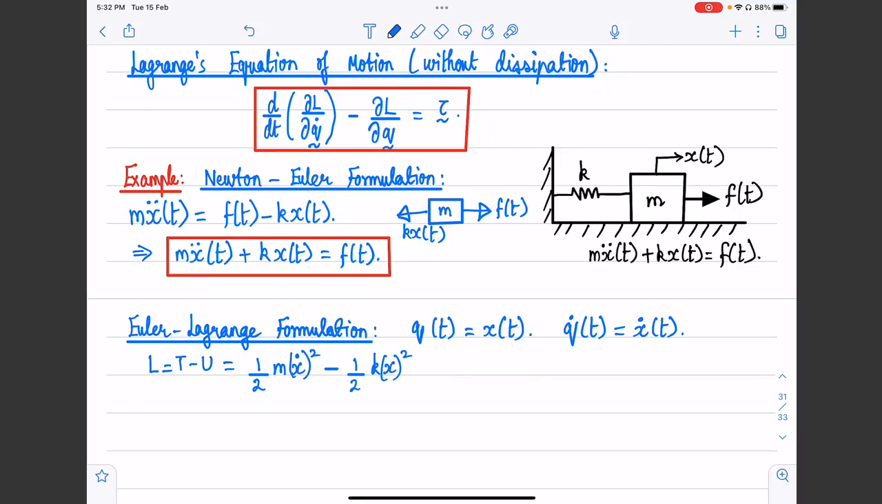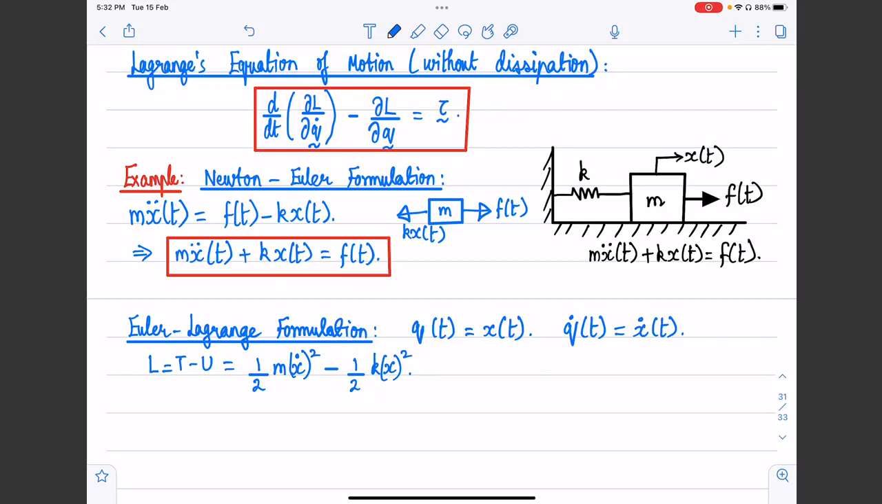I'm sure all of us can relate to this. I hope it is clear how we got these two terms. Any questions on how we got the expressions for T and U, the kinetic energy and the potential energy?